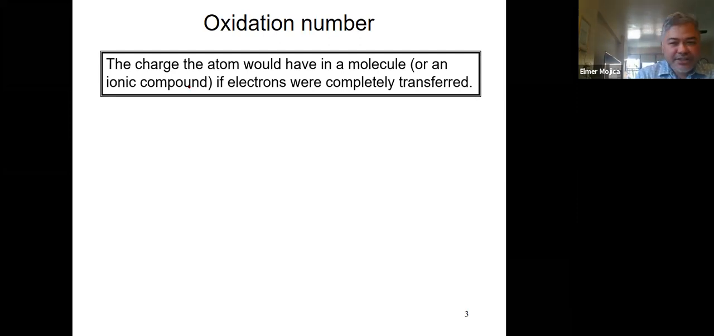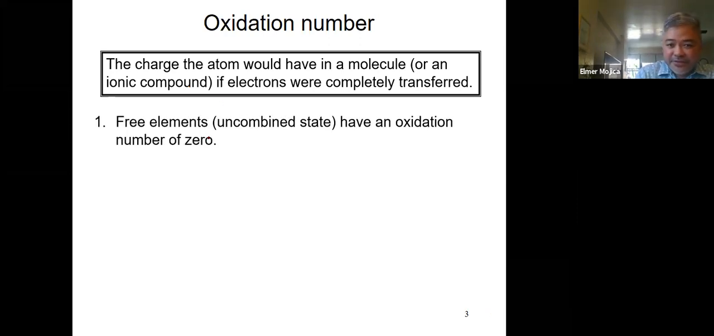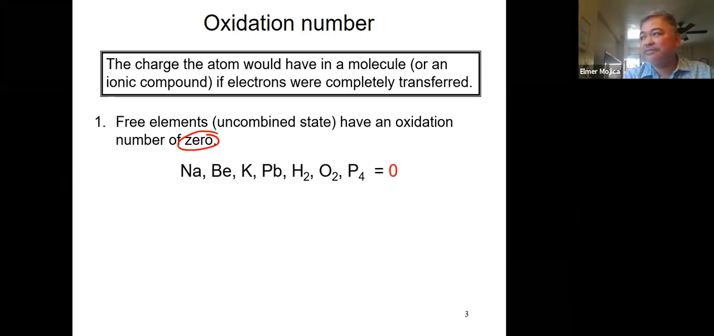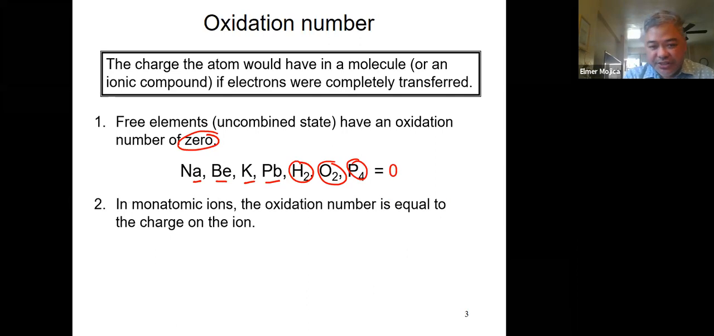So oxidation number, if you cannot analyze it, memorize. The first thing that you need to do: the oxidation number is always 0 if you have free elements. So what are these elements? The ones that you find as an element in nature: a sodium metal, a beryllium metal, a potassium metal, a lead metal, hydrogen gas, oxygen gas, and phosphorus. They all have 0.